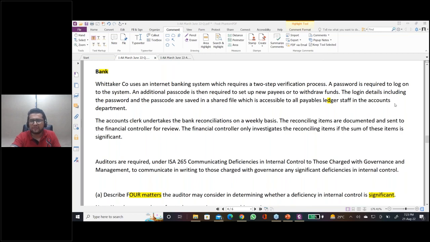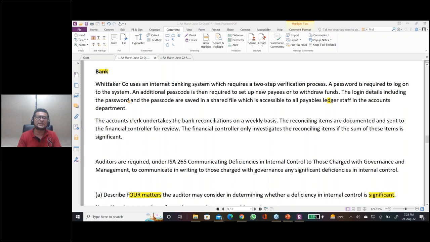So how many deficiencies have you identified? Shivani is saying password is shared to all, only significant items are investigated. Yeah. If the password is known to everyone, anyone could use the company's bank account. That's great. I think it's time to finish off this question.